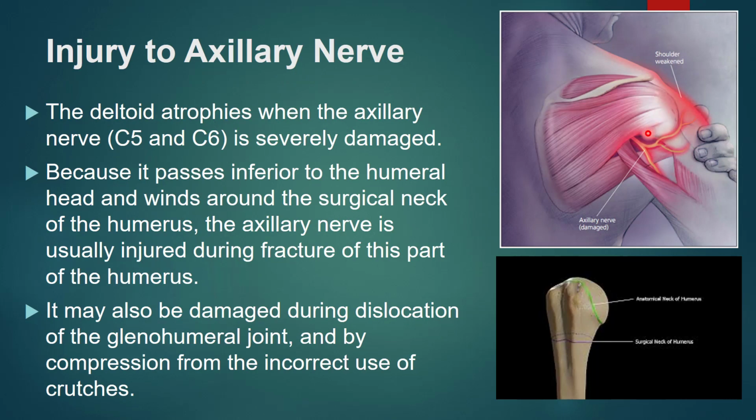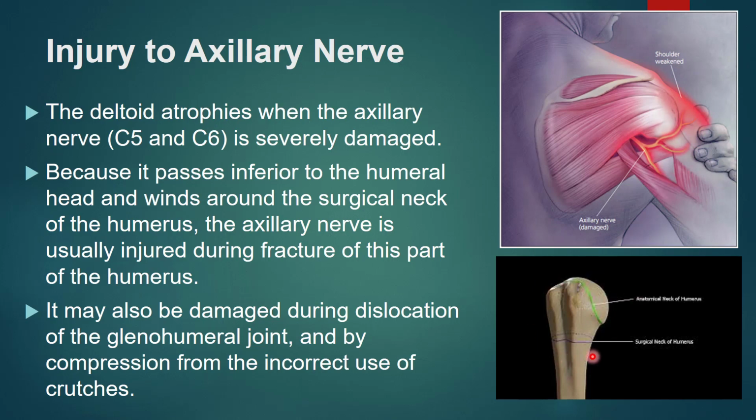What will happen if there is injury to the axillary nerve? The deltoid atrophies. The deltoid atrophy occurs when the axillary nerve, which is C5 and C6, is severely damaged, because it passes inferior to the humeral head and winds around the surgical neck of the humerus. See here, the axillary nerve winds around the surgical neck of the humerus. The axillary nerve is usually injured during fracture of this part of the humerus.